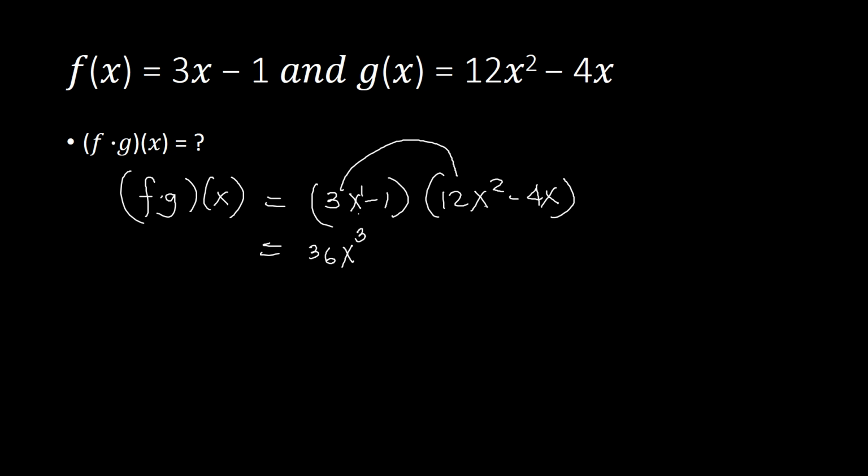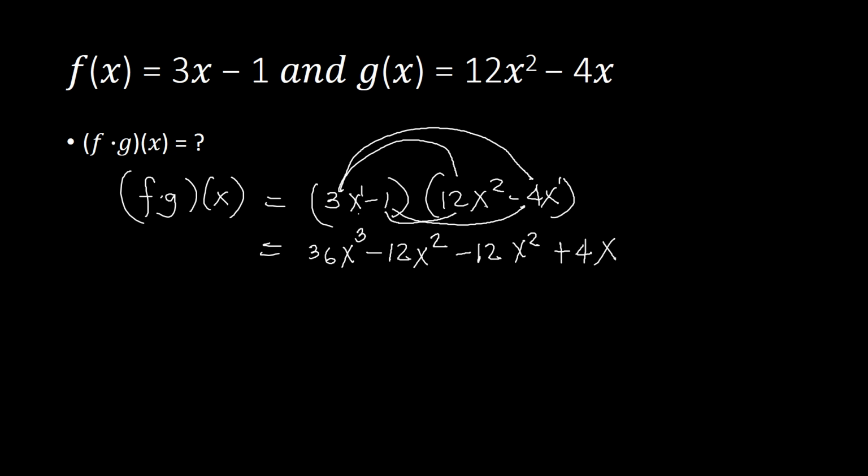Next, we do the outer. Outer is 3x and negative 4x. 3 times negative 4, that's negative 12. x times x, we're adding our exponents. So we've got x to the power of 2. Next, we go inner. Negative 1 times 12x squared. So we've got negative 1 times 12, that's negative 12. Copying our variable with the exponent, x squared. Next, we go for the last term. Negative 1 times negative 4, that's positive 4. Copying x. Then arranging, we've got 36x cubed.